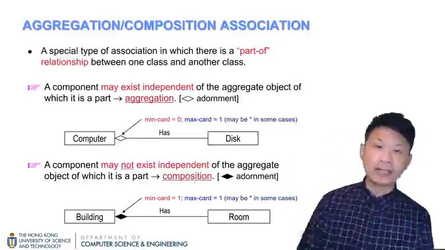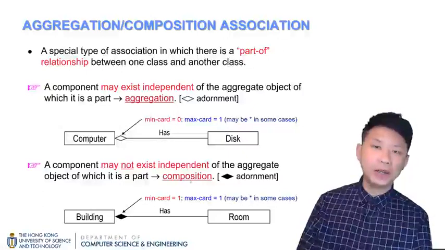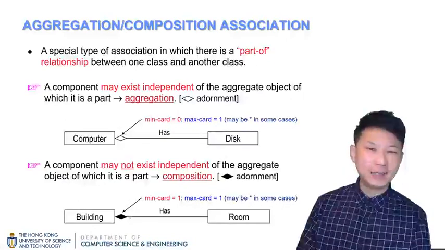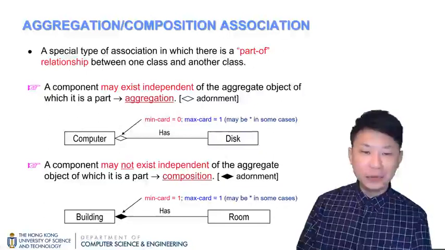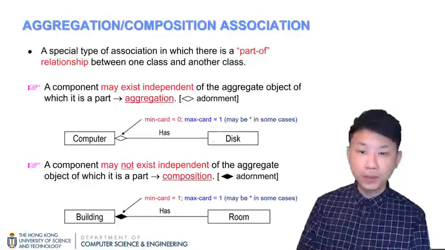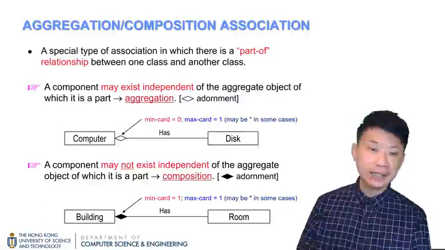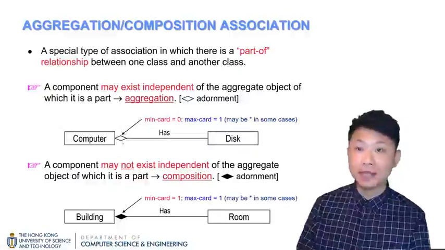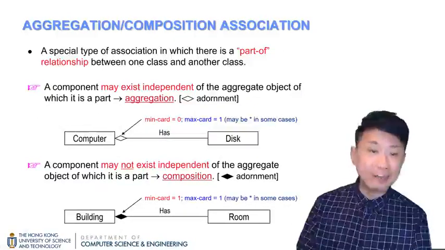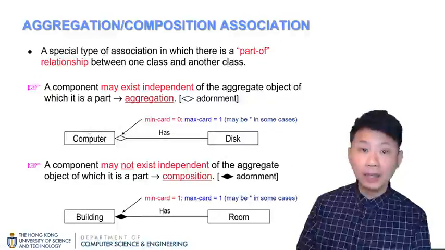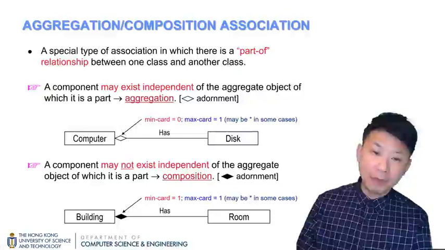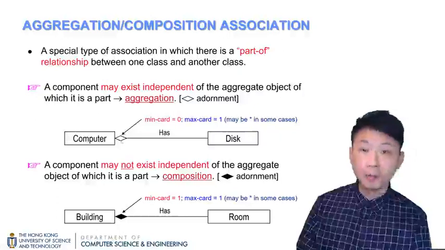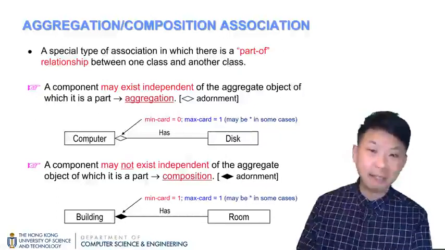Some of you may ask, how do I know whether we're going to use a hollow diamond or a filled diamond? One way to think about it is this: think about when you destroy a computer. Do you destroy all the hard disks? If you destroy all the computers, you also destroy all the hard disks, then you have to make it a filled diamond, because the existence of the hard disk depends on the computer. But if, when you destroy a computer, you may still keep all the hard disks, then you have to make it hollow, because the existence of the hard disk does not depend on a computer.